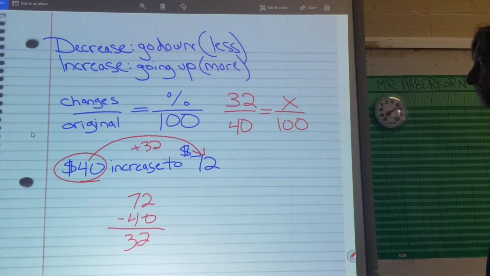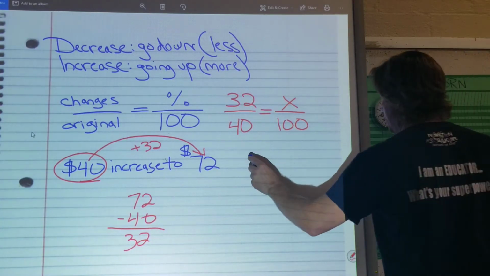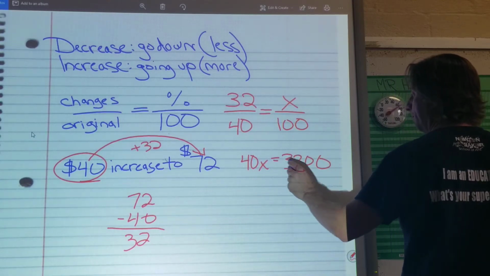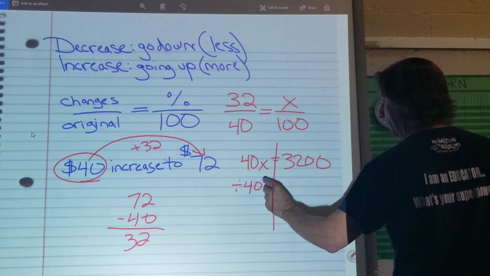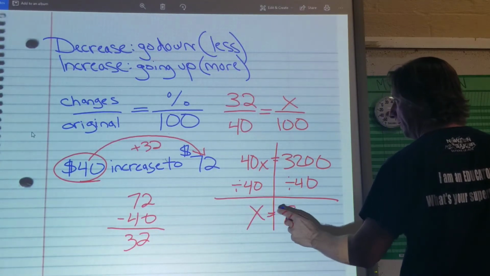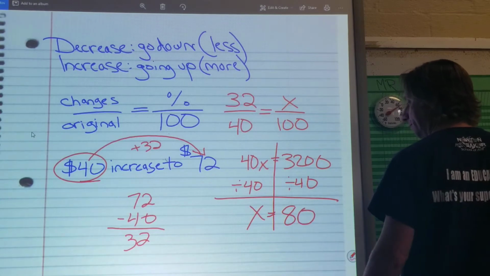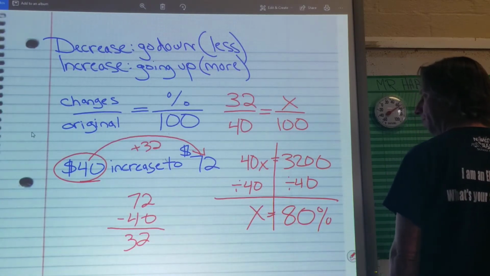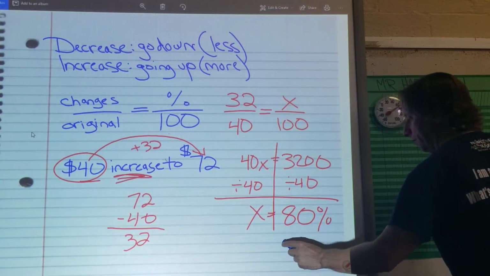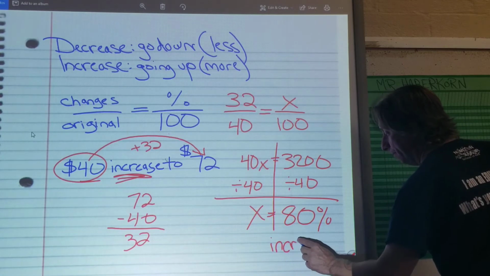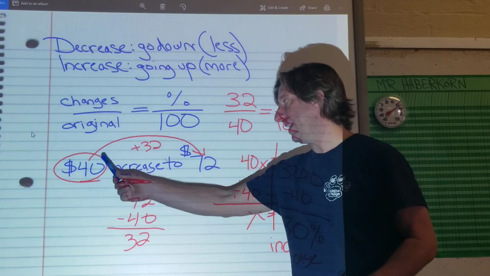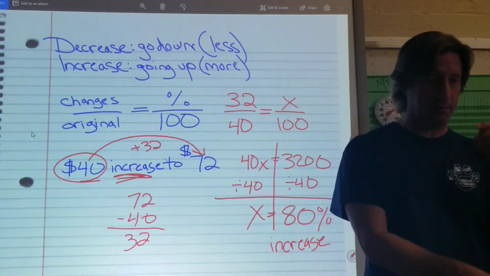Okay? And then we solve it. We cross multiply just like before. 40x equals 3200. Divide by 40. And this changed 80%. Now, we can't just write 80%. We have to write 80% increase, because we're saying it went up 80%. So what this is saying is this person made 80% more this week than they made last week.